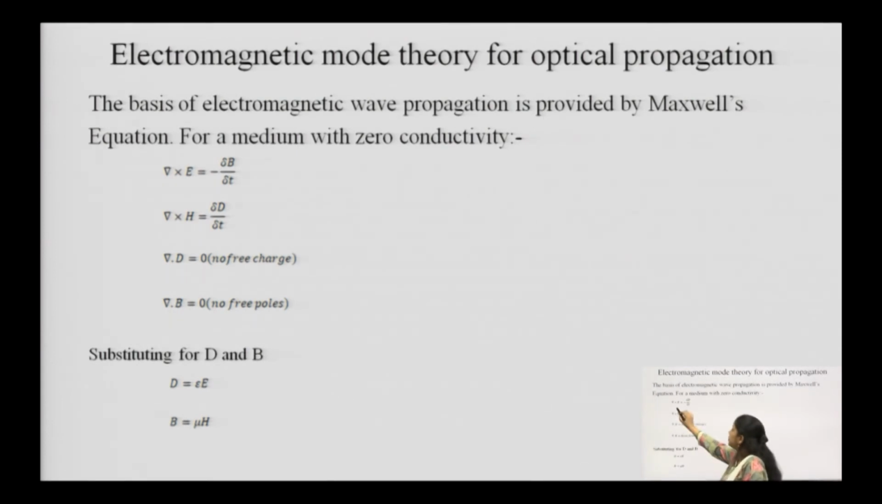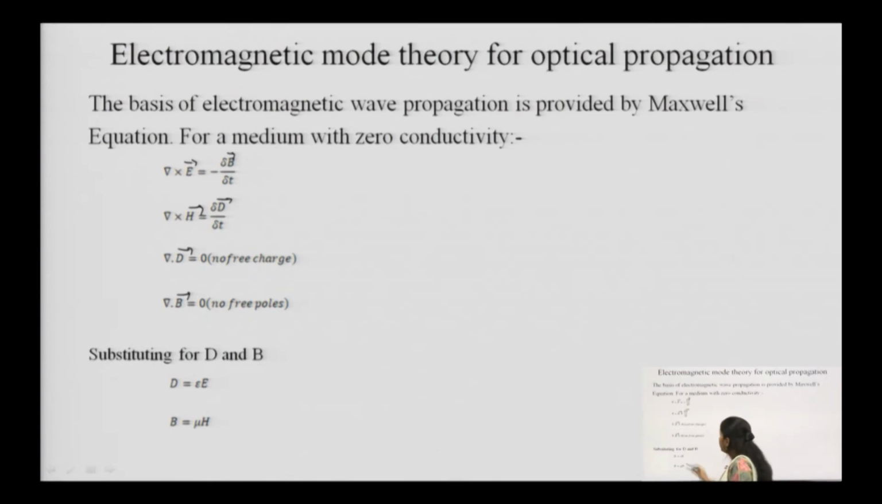So, in free space, what should be the equations? We know that there are 2 curl equations and 2 divergence equations. The first curl equation is del cross E should be equal to minus del B upon del t. All are vectors here, so do not get confused, all are vectors. Del cross E is equal to minus del B upon del t, del cross H is equal to del D upon del t, del dot D is equal to 0, del dot B is equal to 0, and all these equations are for free space, I am again repeating.